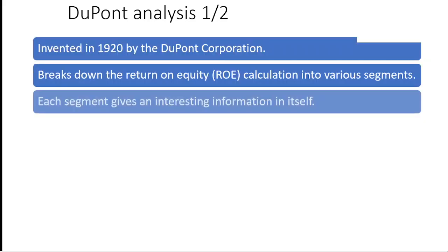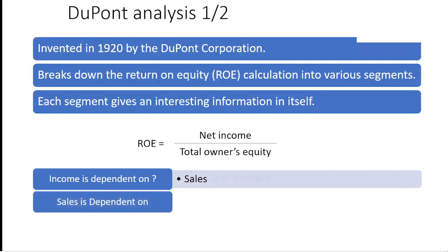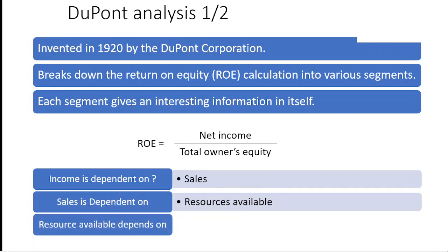So the DuPont analysis was introduced by the DuPont Corporation, and it breaks down the basic formula of return on equity, means net income divided by equity, into three different segments. Because income is dependent on sales, sales is dependent on the resources that we are inputting and are available to produce, and resources are available depending on the capital invested. So we break down this one ratio into three different efficiencies.